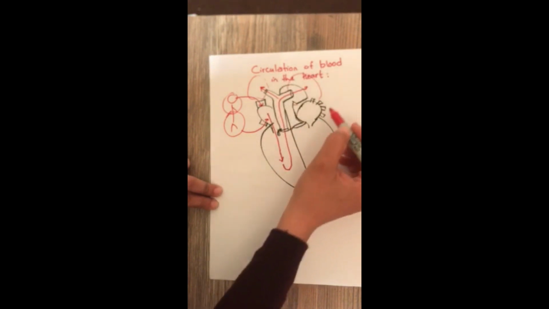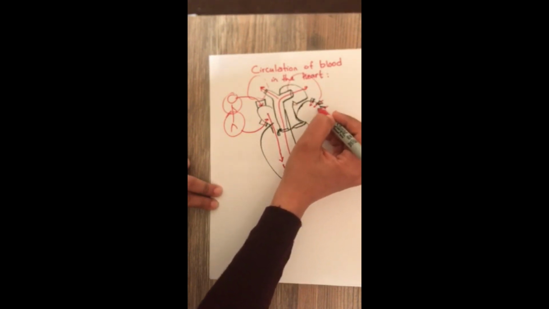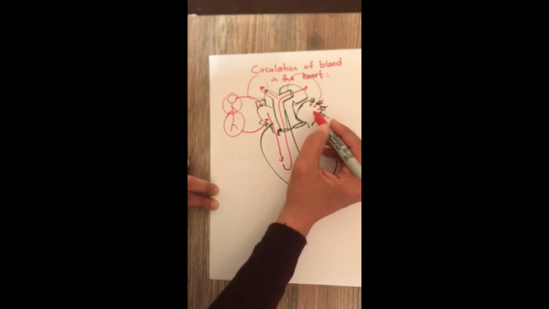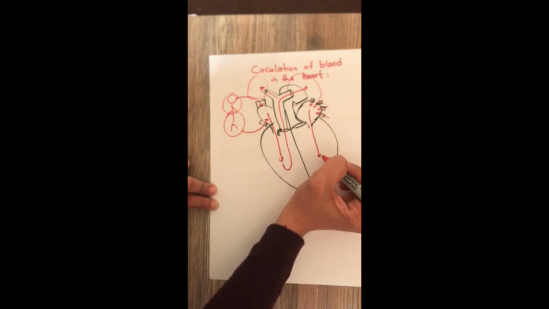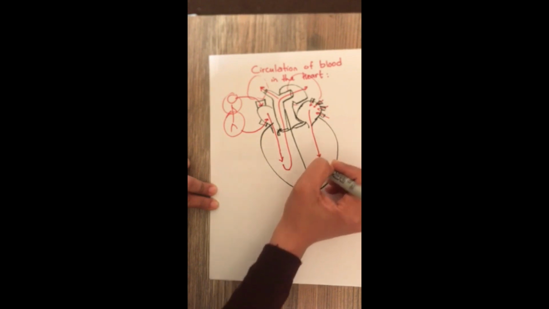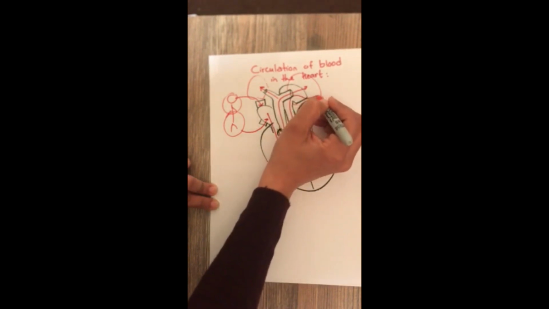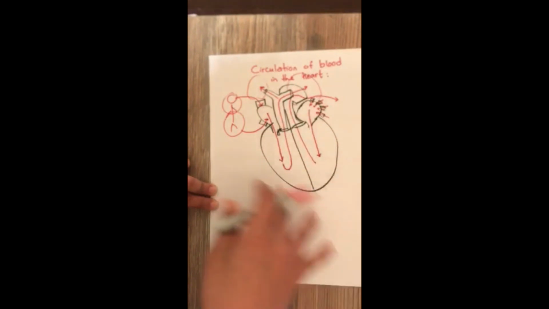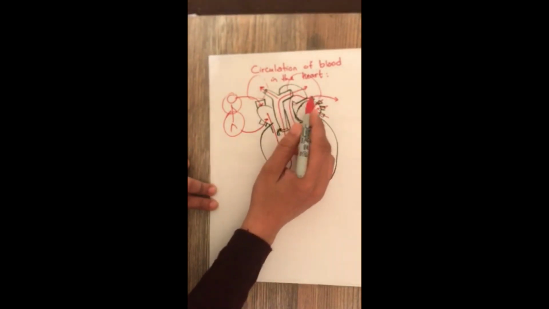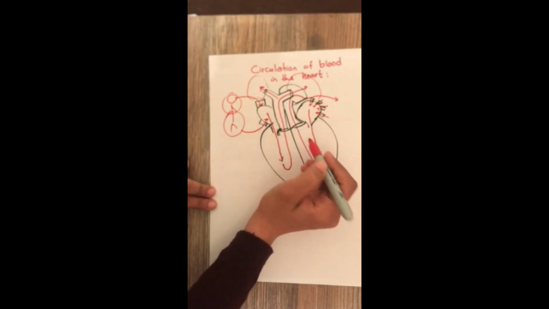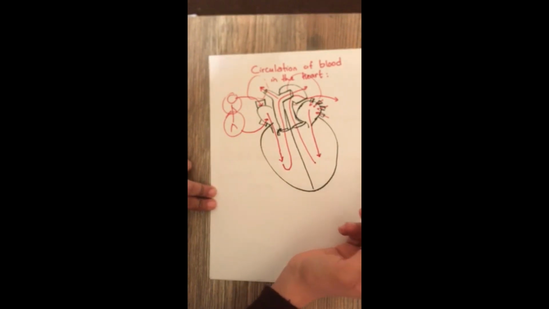And then the oxygenated blood comes back through the 4 pulmonary veins on the left side to the left atrium. From the left atrium to the left ventricle. From the left ventricle to the aorta to go to all parts of the body through the aortic valve. So let's repeat it again.